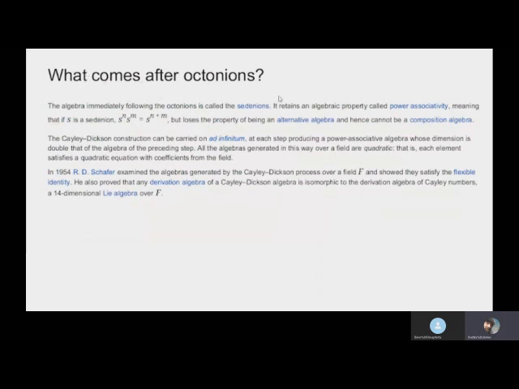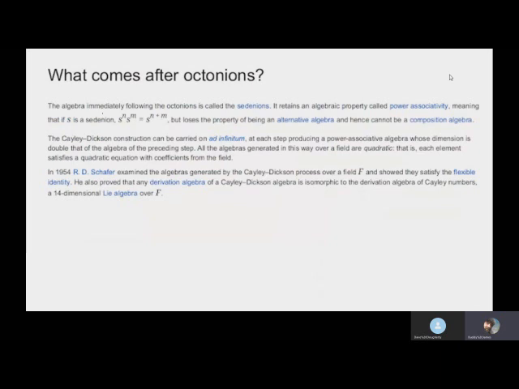So here again, what comes after octonions? The algebra immediately following the octonions is called sedenions. It retains an algebraic property called power associativity, meaning blah, blah, blah, blah, blah. The Cayley-Dickson construction can be carried ad infinitum. So each one of these filaments is infinite. That's where the eye of the storm comes from. And that's what all of this is based off of. So particles do this, and the collision of particles do this, and the bubbles that form after particle collisions, everything.